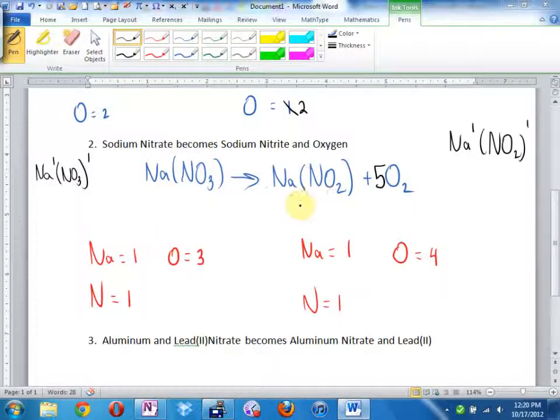How many do I have on the right-hand side? See the 12? Let's try that. How could I get 12 over here? Put a 4 there. 4 times 3, 12.